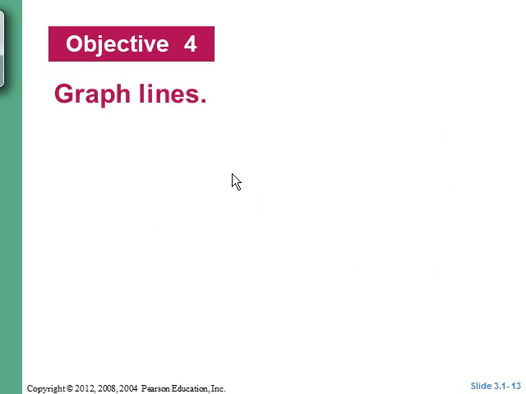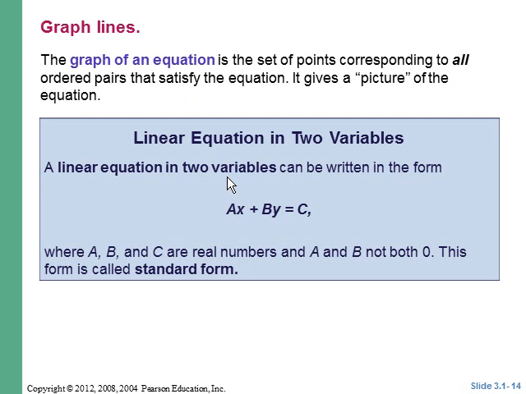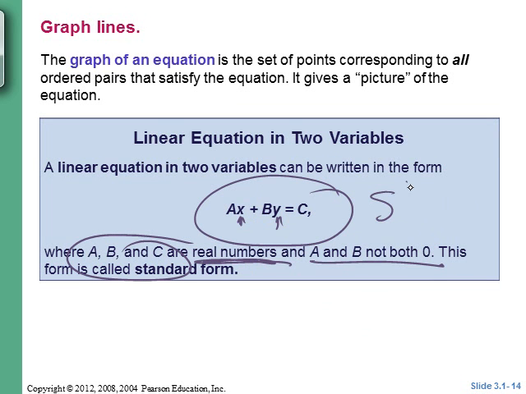So how do you go about graphing lines? That's objective 4. I'm on page 138. The graph of a line is a set of points corresponding to all the ordered pairs that satisfy the equation. It gives a picture of the equation. So here's an equation. Notice these are the variables, x and y. A, b, and c are all real numbers. We just don't specify what they are. And a and b can't both be 0. When you have both letters on the same side, it's called the standard form.